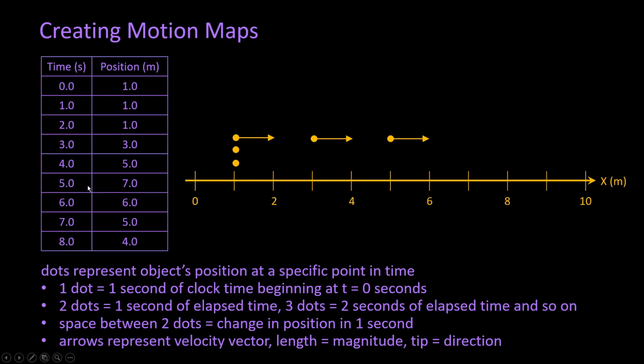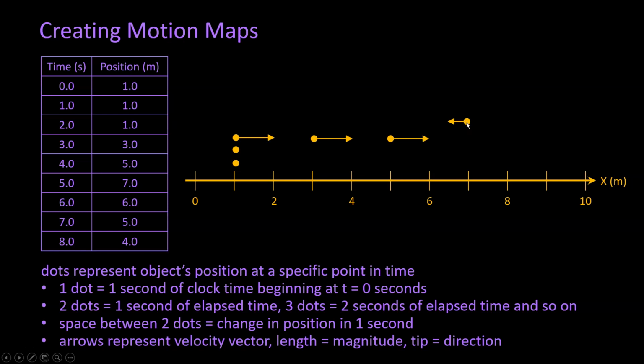But notice here, at 5 seconds, it changes direction, and the object starts to head leftward. So the way we handle that is we put the dot at 7 meters, because that's where it's at 5 seconds, but we draw the arrow pointing to the left. And I went ahead and put the dot up here because we're going to have to start to backtrack, and we don't want to backtrack over our existing arrows and dots.